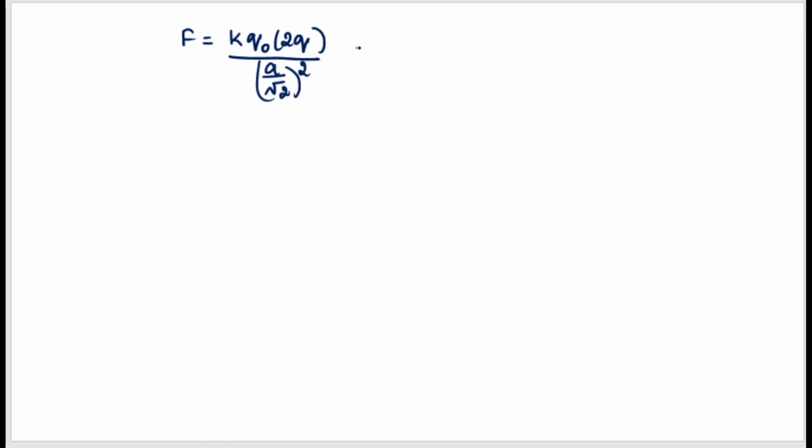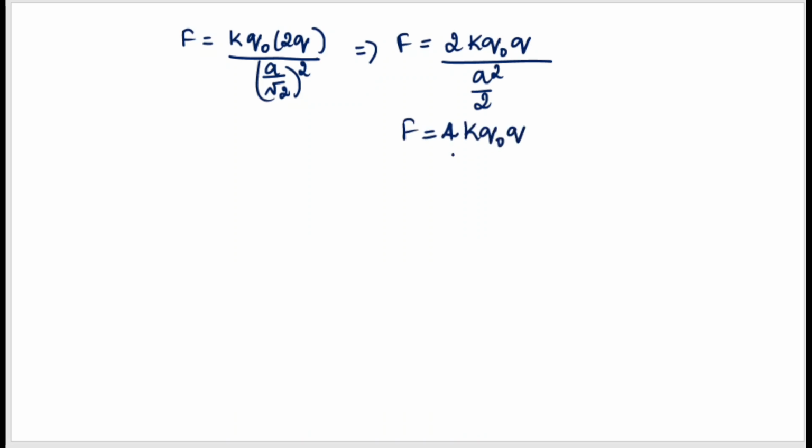On simplifying, we'll get force which is equal to 2 times K Q naught Q divided by A square into square root of 2 whole square, divided by 2, right? If it goes upside, the force is equal to 4K Q naught Q divided by A square, which is the force on the Q naught charge. So I hope everyone is clear.